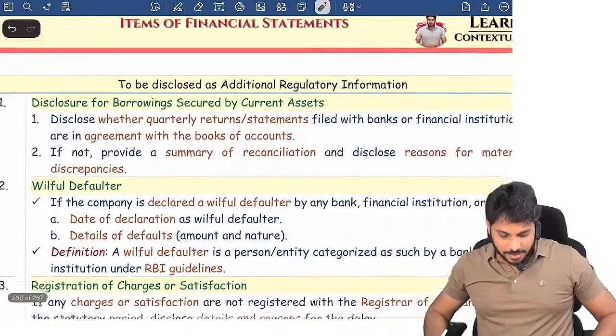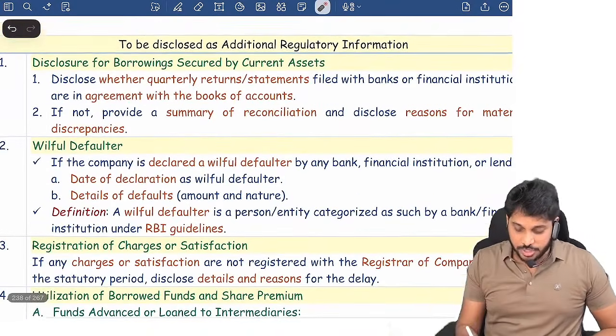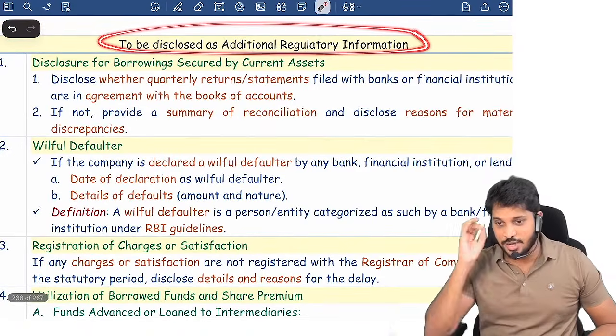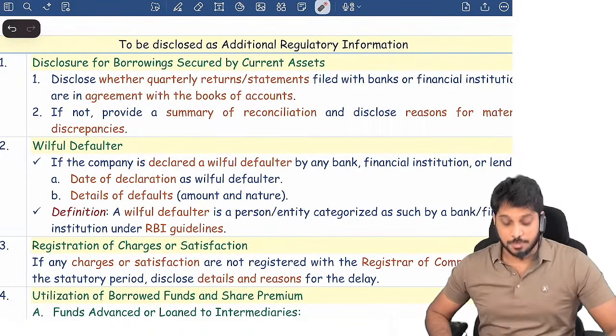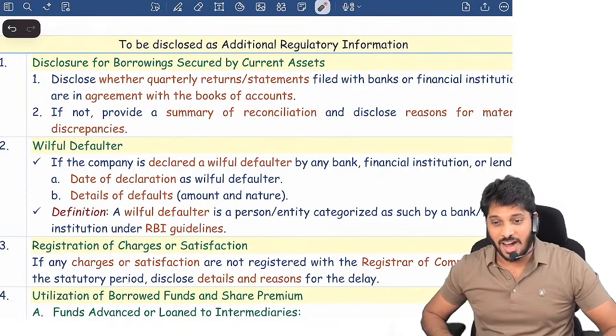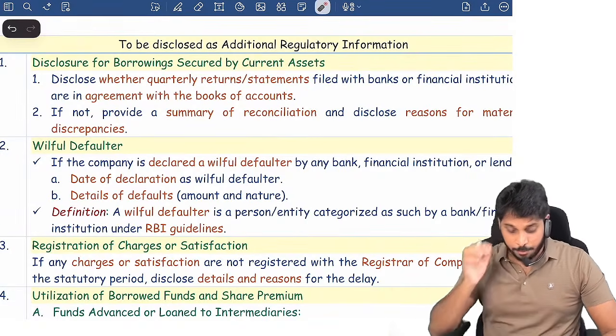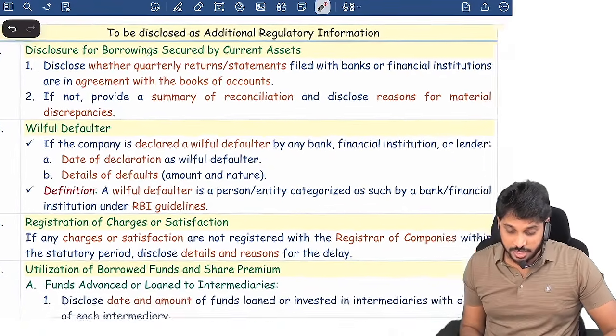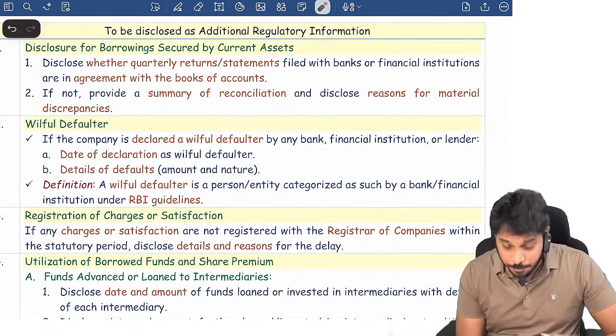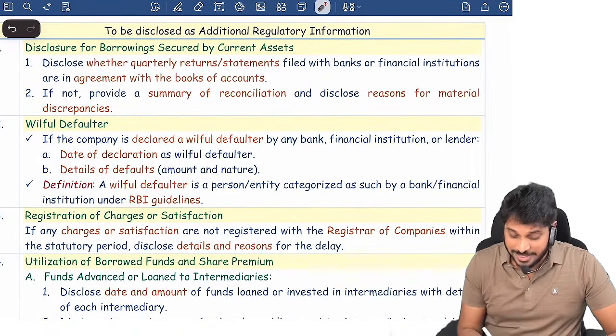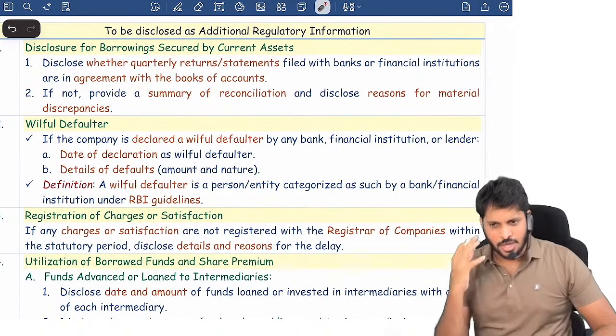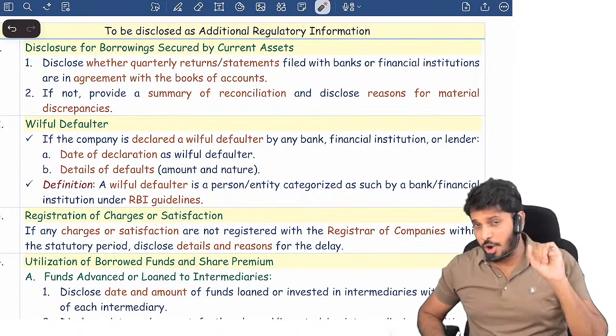borrowings. With respect to borrowings, we should again give some additional regulatory information. Borrowings, what we need to give declaration. Suppose you are borrowing with a security by current assets. You might have remembered this point in Caro.